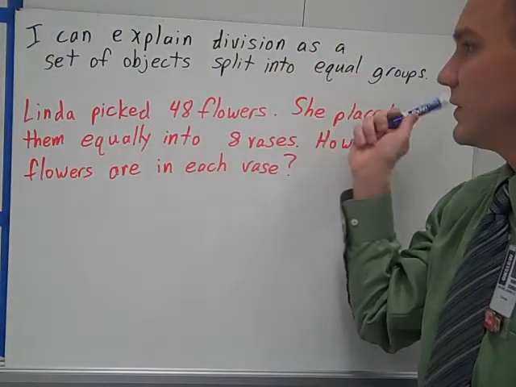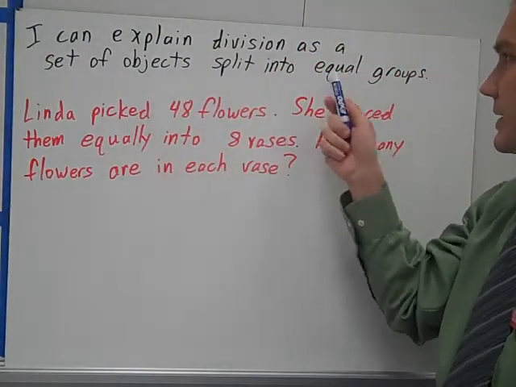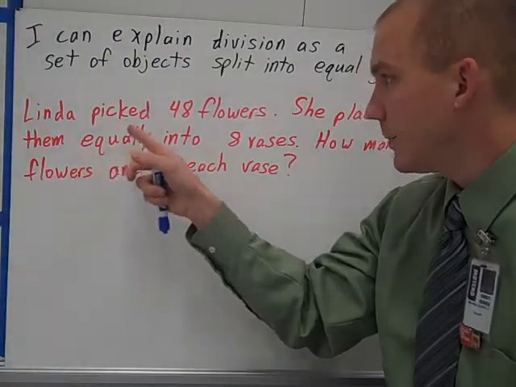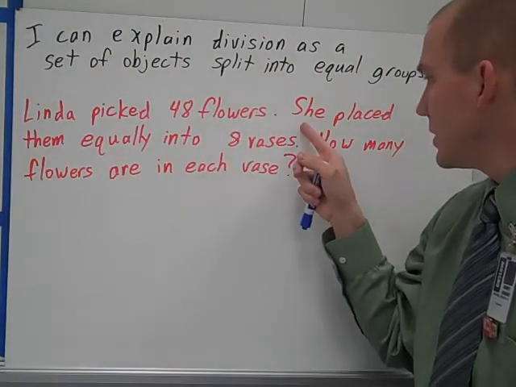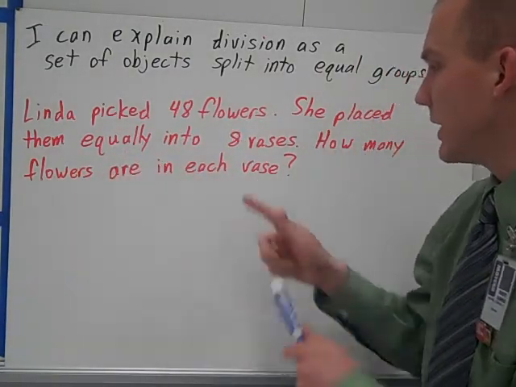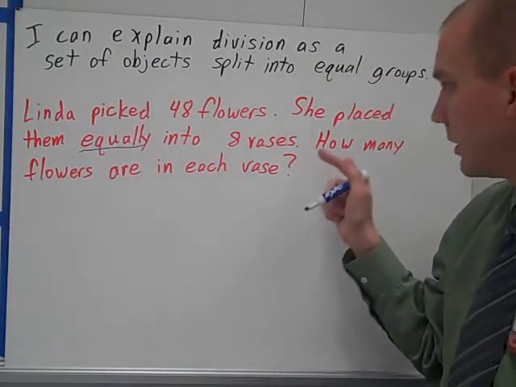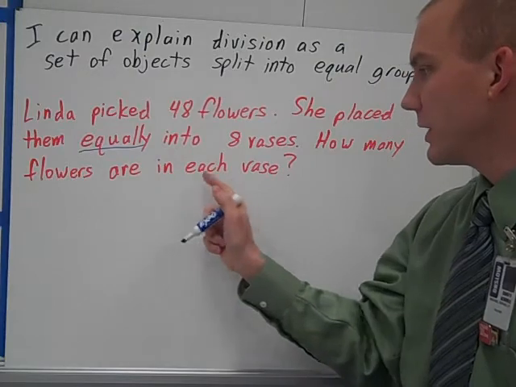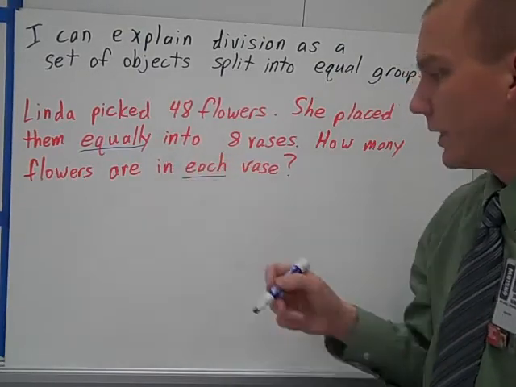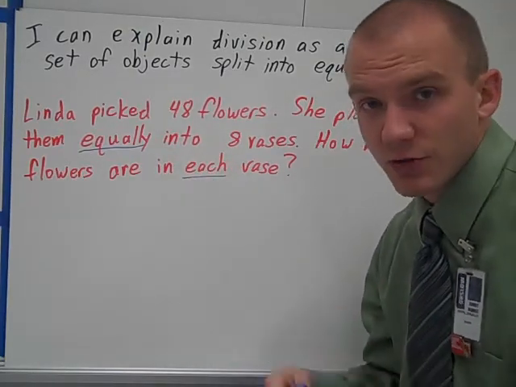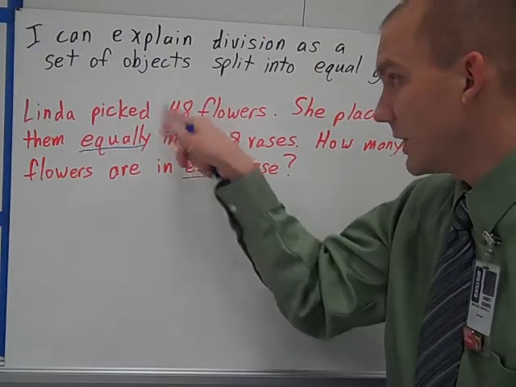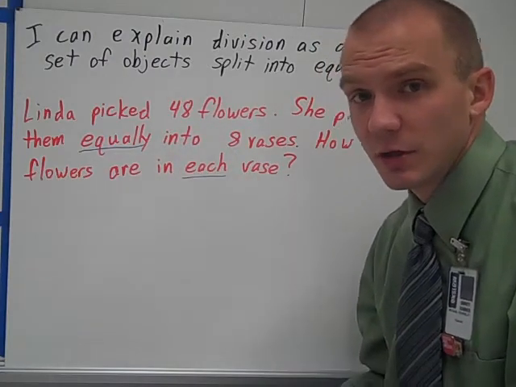I can explain division as a set of objects split into equal groups. Linda picked 48 flowers. She placed them equally into 8 vases. Oh wow, I'm already seeing equal sharing. How many flowers are in each vase? Equal in each, it's going to be multiplication or division. Based on this 48, I would say it's going to be division.